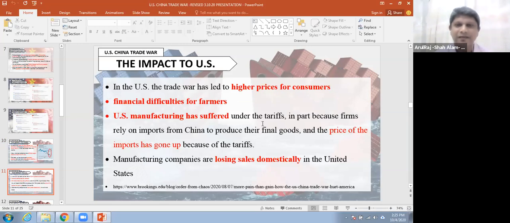US manufacturing suffered under this tariff because parts of their manufacturing products are from China, and they are unable to maintain the price at a lower level. So when the prices of the manufacturing companies' goods are more expensive, they are losing their sales domestically in the United States. We'll go to the next slide.